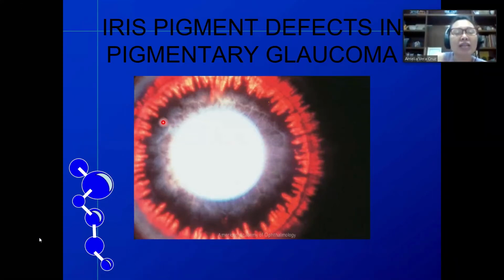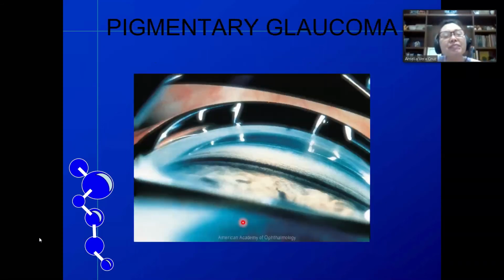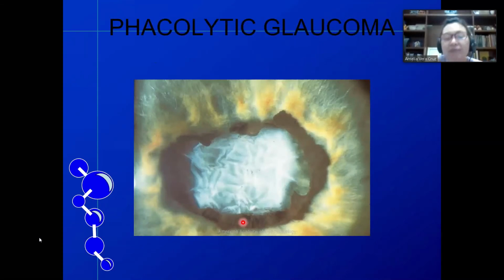May pigment defect na siya. Ito, wala na. This is your ciliary body, ha? Ciliary body yan, sa likod yan. Retroillumination yan. Ito, wala ng iris, wala ng iris pigments. Puputi na sa likod. Naubusan na ng pigments.